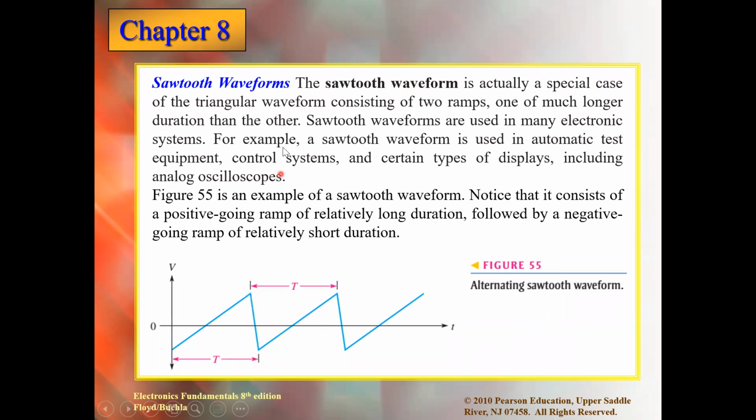For example, a sawtooth wave is used in automatic testing equipment, control systems, and certain types of displays, including analog oscilloscopes. Here is an example of the sawtooth waveform. Notice that it consists of a positive going ramp of relatively long duration, followed by a negative going ramp of relatively short duration. It's like that.